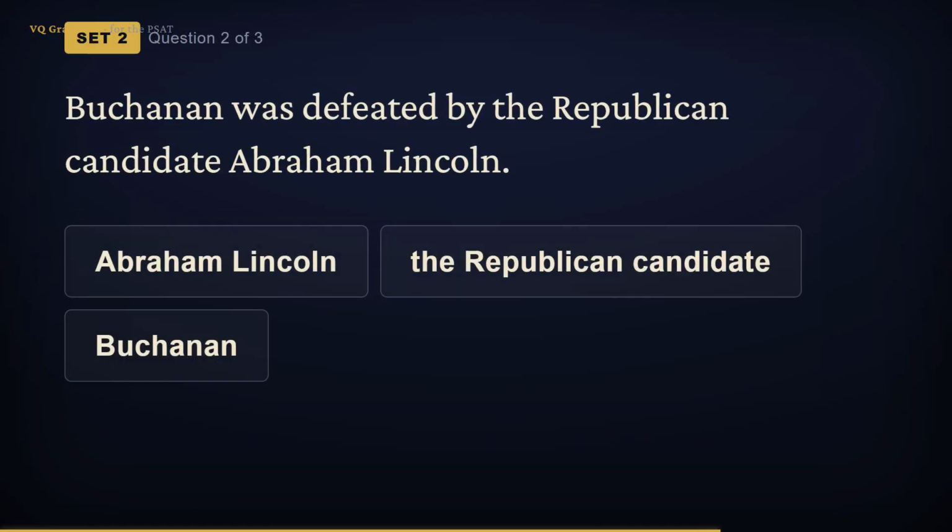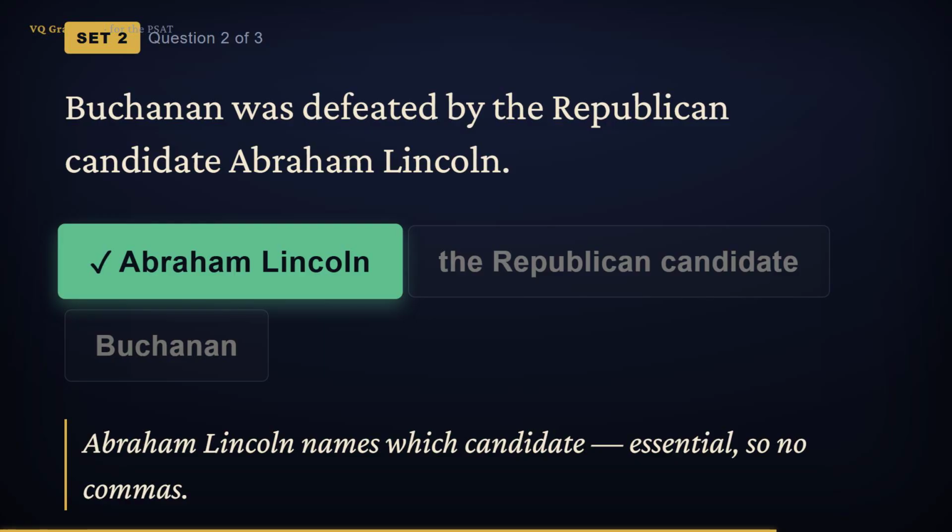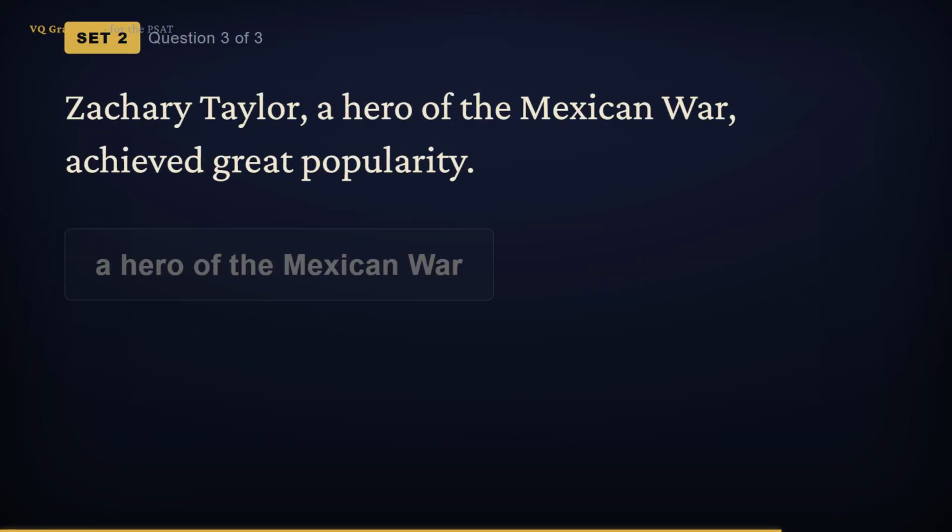Buchanan was defeated by the Republican candidate Abraham Lincoln. The name Abraham Lincoln renames the Republican candidate, so it's the appositive. But notice, there are no commas here, because the name is essential. It tells us exactly which candidate. Essential means no commas. So the answer is Abraham Lincoln.